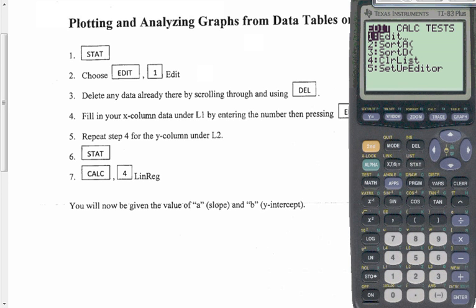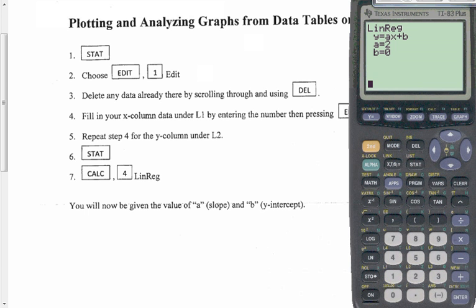Stat. But this time, instead of editing, we don't need to edit because we've already entered our data table. We're going to calculate this time. So it's going to be Calc. And then it's going to be option 4, which stands for linear regression. Hit Enter. And then you're going to hit Enter again. And that's going to spit out the slope in the form of y equals ax plus b.